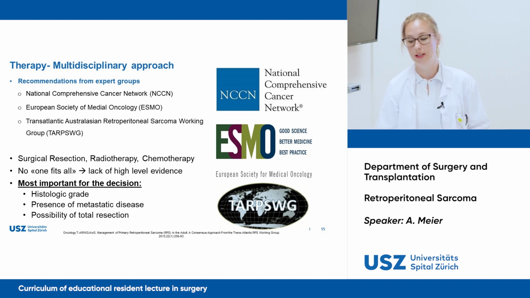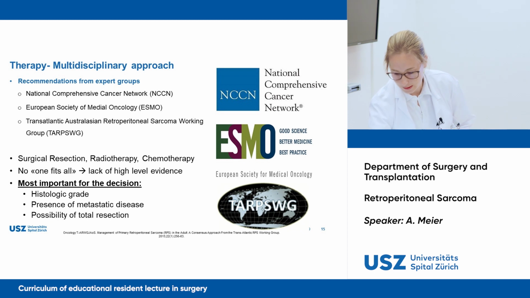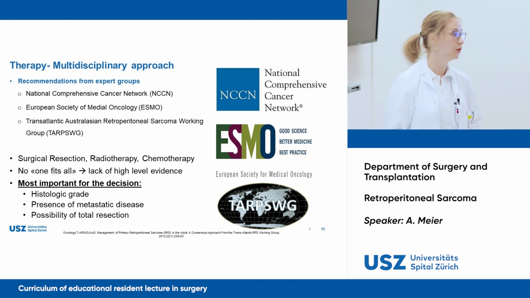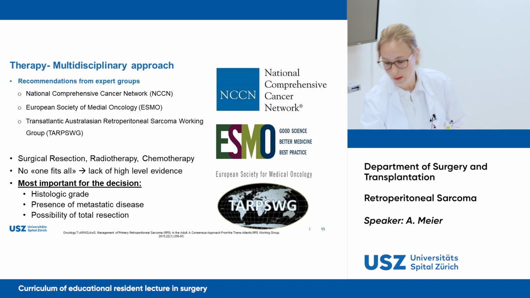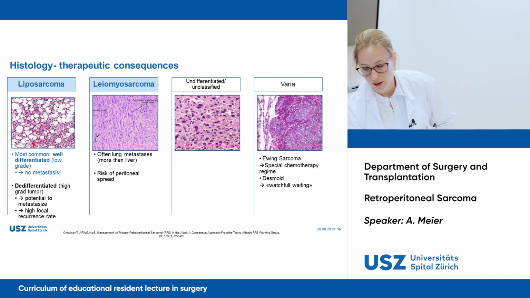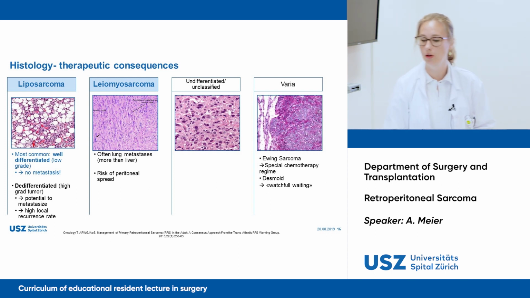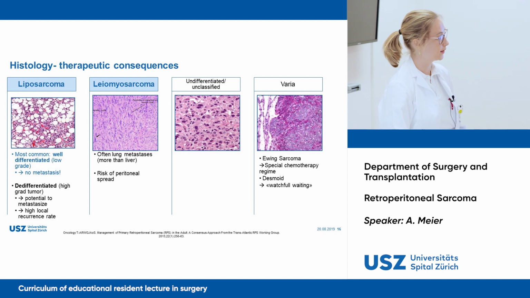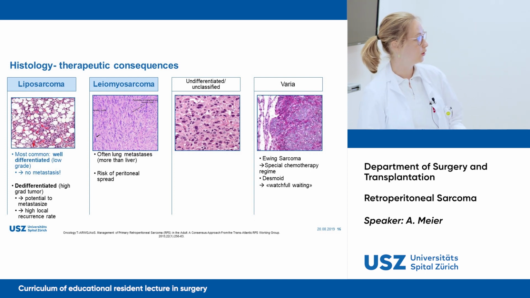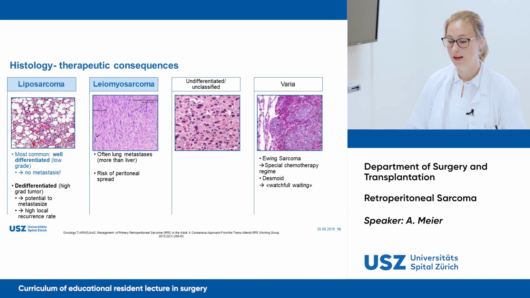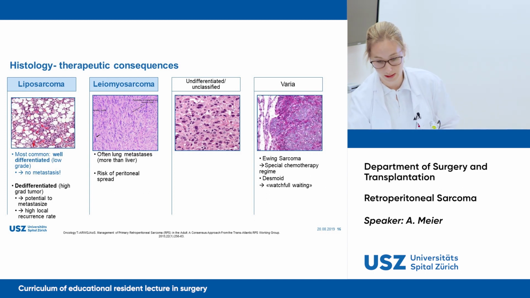But the most important for the decision is what histological grade we have, if there is any presence of metastatic disease, and if there is a possibility to do a total resection. The therapeutic consequences: with the liposarcoma, as I told you already, we have well differentiated, a low grade, and there is no metastasis in this part. They don't metastasize. And we have the dedifferentiated, the high-grade tumor. They have the potential to metastasize, and they have a high local recurrence rate.